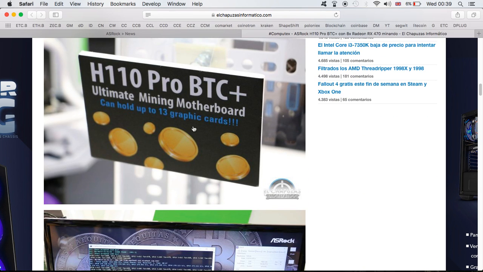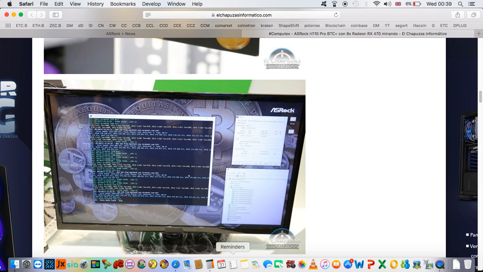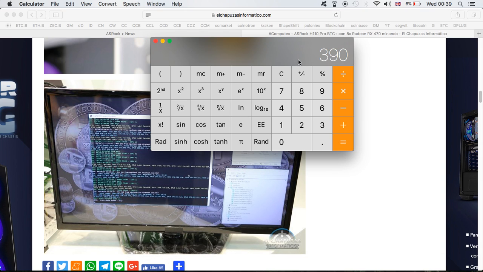Connecting 13 graphics cards, incredible. Can you imagine the power this can have? If you can get, let's say, 13 megahashes per card, then one motherboard will be producing 390 megahashes, guys. 13 GPUs, 390 megahashes. Once, obviously, the BIOS has been modified. Incredible, crazy stuff.